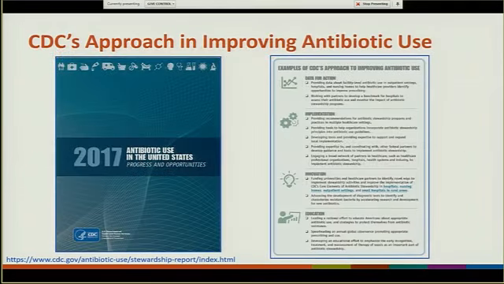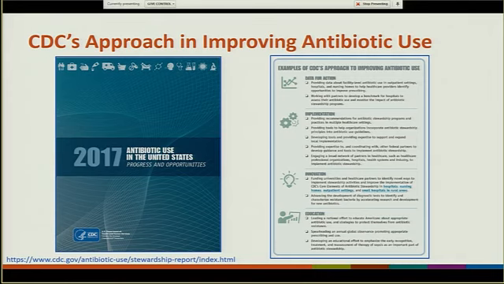Next slide. The CDC released Antibiotic Use in the United States: Progress and Opportunities in the summer of 2017, and it summarizes the current status of human antibiotic use in the U.S. across the spectrum of care. It provides examples of CDC's approach to improving antibiotic use in the acute care, long-term, and outpatient settings. It divides these into the main categories of data for action, implementation, innovation, and education. I thought that would be a great framework for this lecture.